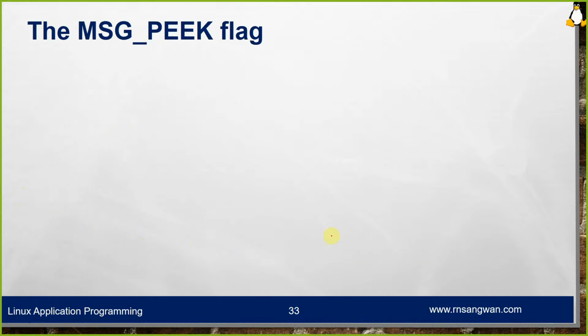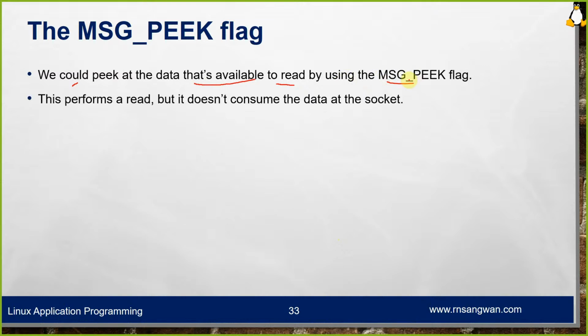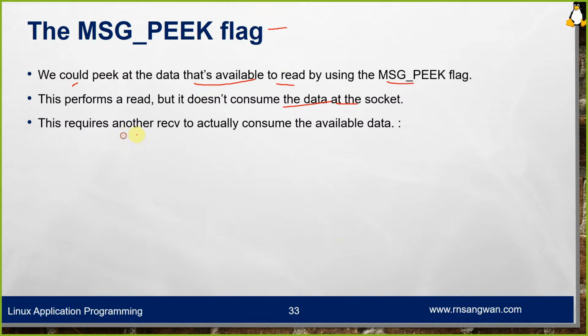Then we have a flag which we mentioned, the last argument, like the MSG_PEEK flag. With this flag, we could peek at the data that's available to read by using MSG_PEEK. This performs a read, but it does not consume the data at the socket. This requires another receive to actually consume the data.